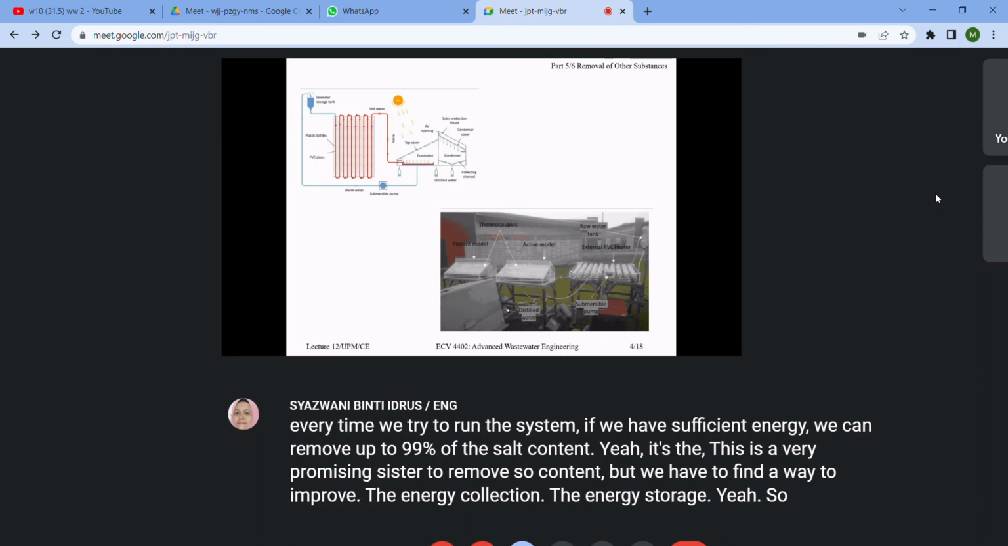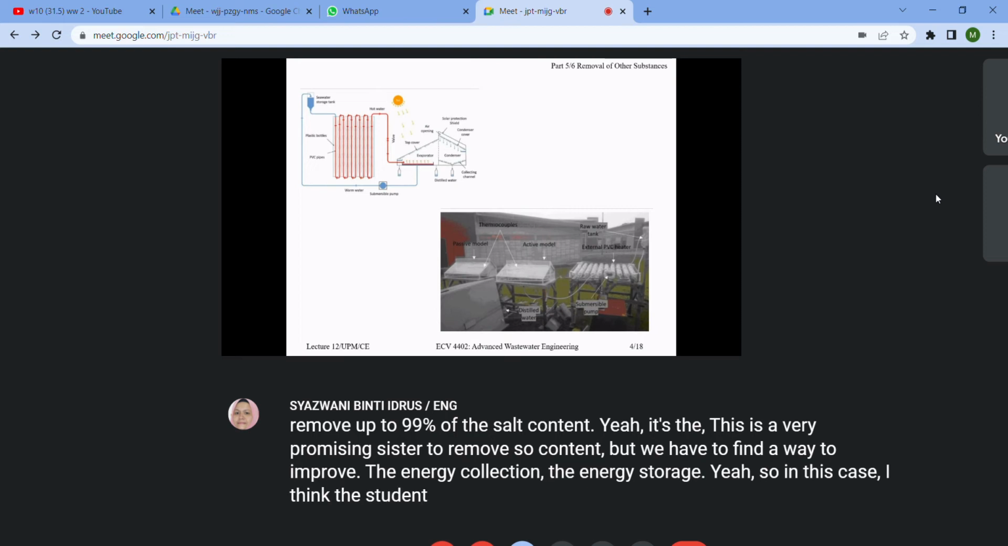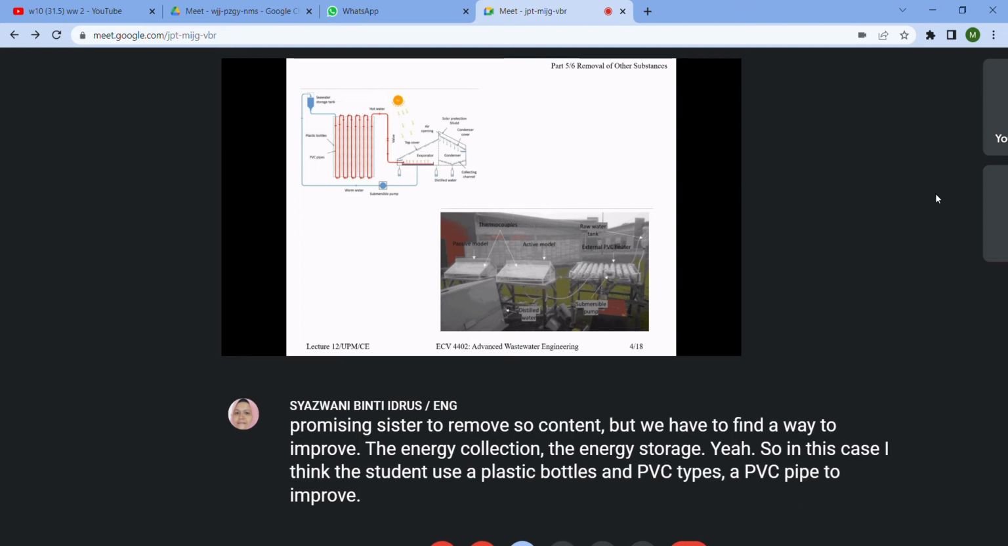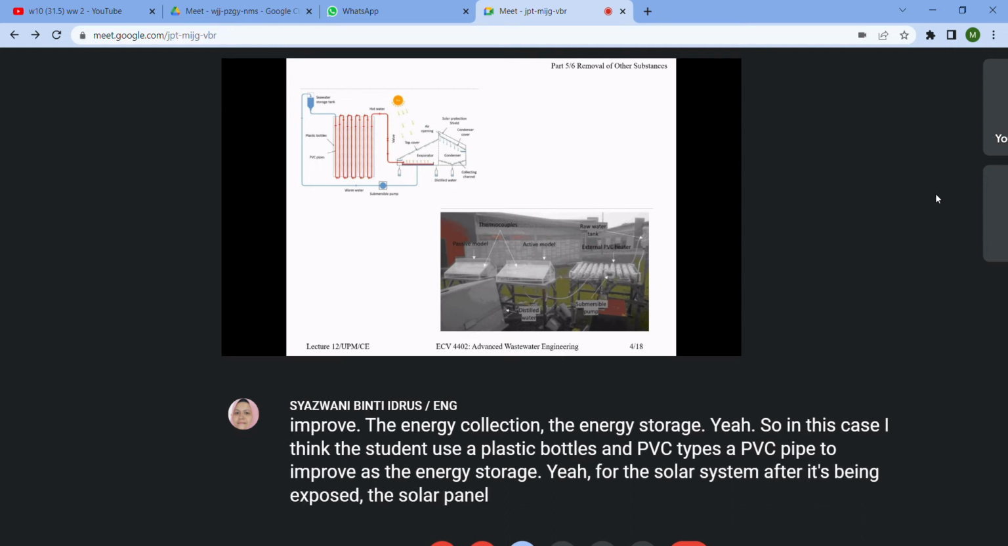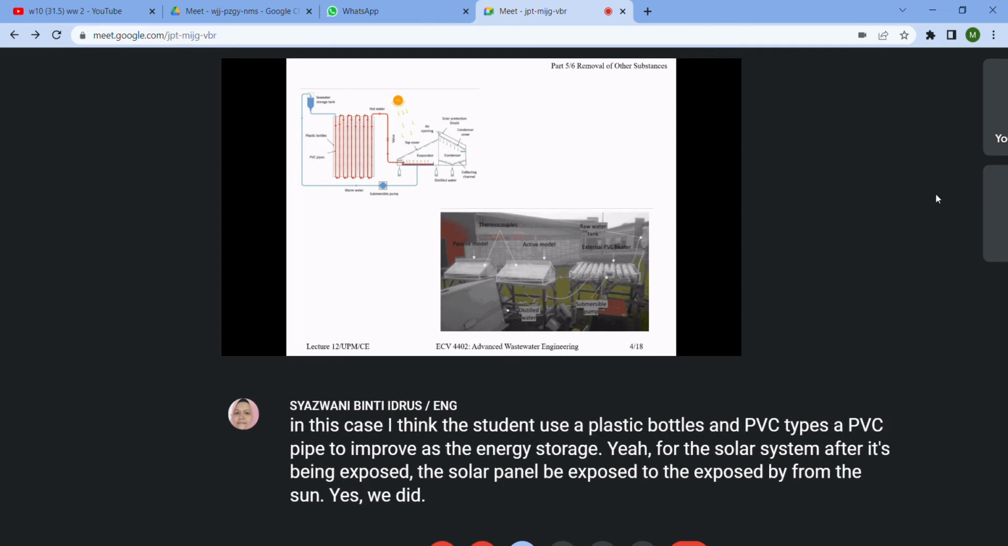So in this case, I think the student used plastic bottles and PVC pipe to improve the energy storage for the solar system after it's exposed. The solar panel is exposed to the sun, so that it can collect more energy.